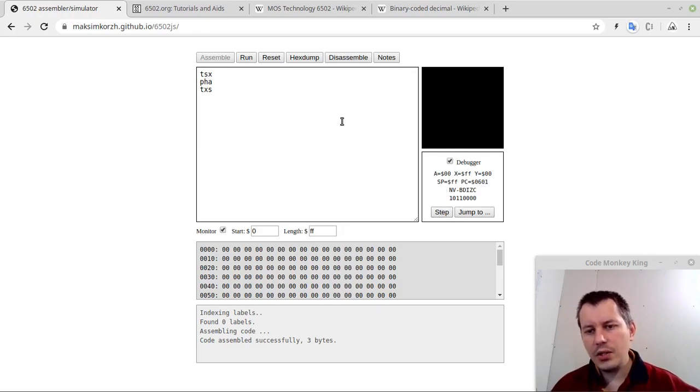So TSX transfers the value of the stack pointer, not the value at the stack pointer, but the value of the stack pointer, to the X register. Okay, then say we make a push which decrements the stack. But let's say we pushed something and then we want to forget about that forever. So we want to restore the value of the stack pointer. In this case, the next instruction restores the initial value of the stack pointer from the X register.